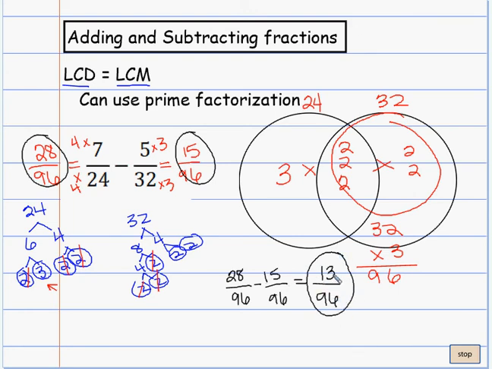Now, 13 is prime, so the only way that you would have to simplify is if 96 were divisible by 13. And I don't think it is. 13 times 7 is 91. So no, I got close, but I can't do it. So 13/96 is your answer.